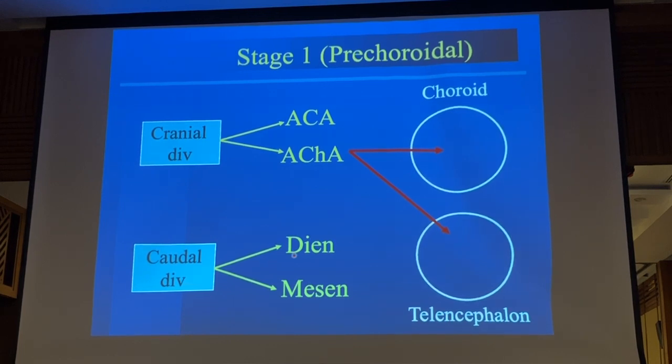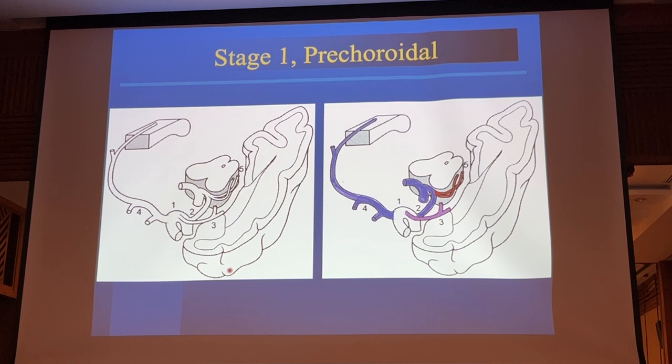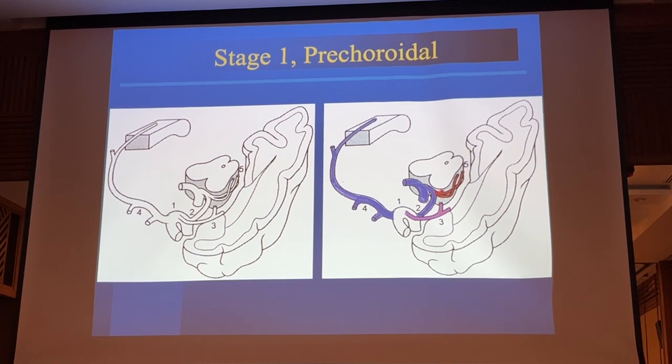Caudal division has DN and mesencephalic branch. Okay, we'll see that. This is the same diagram as Carell showed you. I'm sorry to repeat this, but I put it in colors for me to understand a little bit better. We have this anterior cerebral artery and posterior cerebral artery, caudal division. From there, anterior choroidal artery is pink. DN and mesencephalic branch is orange.